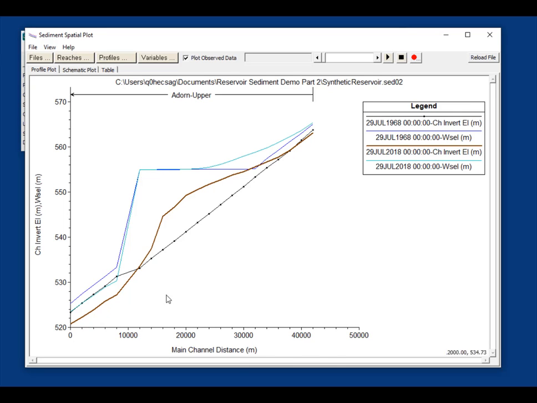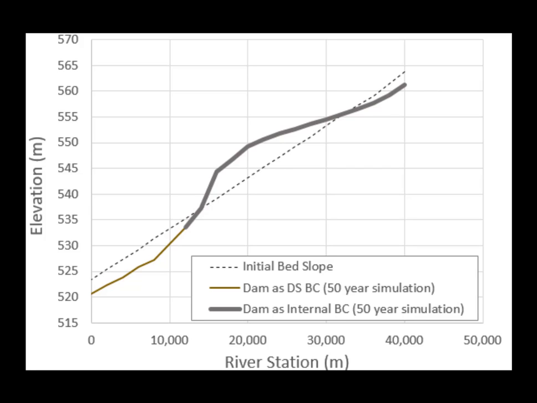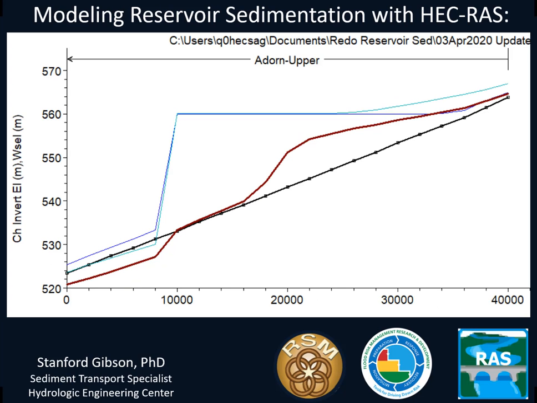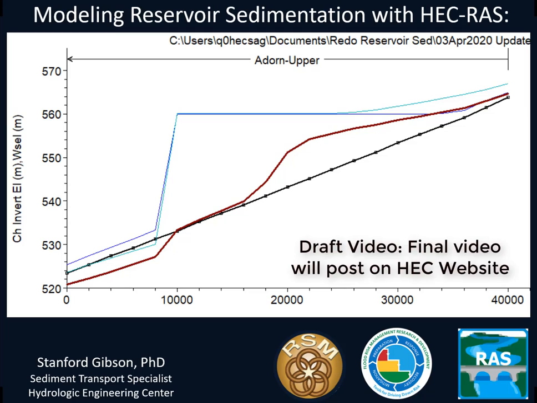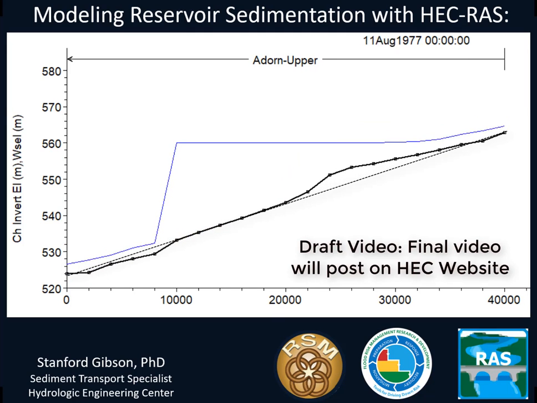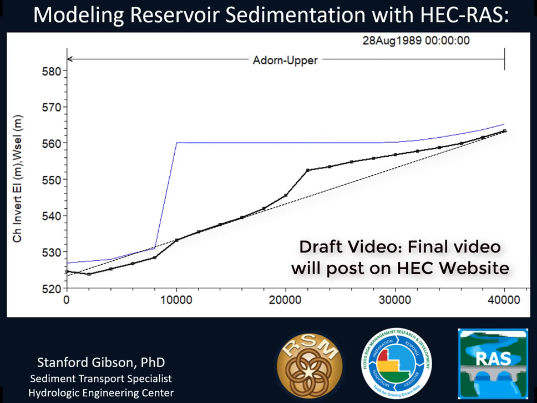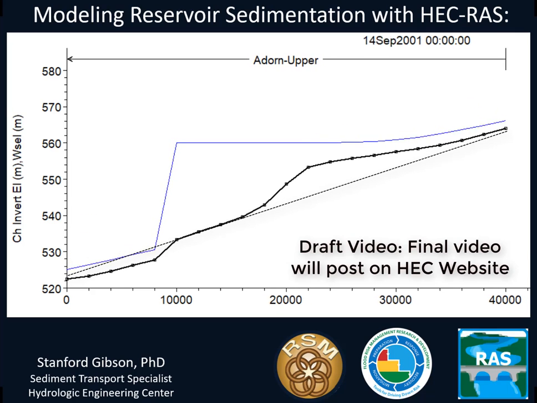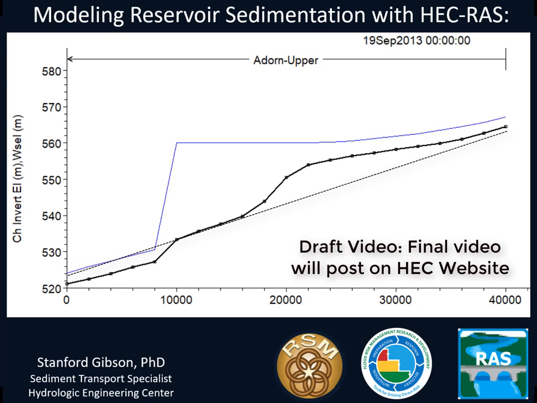And just to wrap things up with a comparison, this is the initial and final bed profiles for the two simulations. You can see that the two simulations basically plot on top of each other after a 50-year simulation. The difference is that the simulation that includes the dam as an internal boundary condition also computes the downstream scour. And so we'll wrap up this two-part quasi-unsteady demo here and transition to the next series of videos, which will focus on unsteady flow. And then eventually we'll get to drawdown flushing and reservoir sediment management.